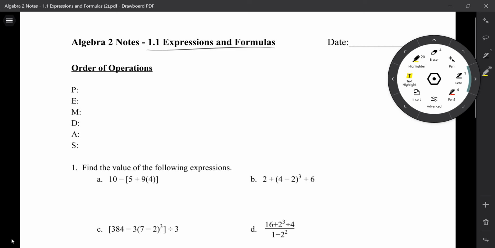We're going to be going over notes through a video like this, so it just makes it a little bit easier for you guys to follow along. For the first one here, we're looking at Chapter 1, Section 1, Expressions and Formulas.